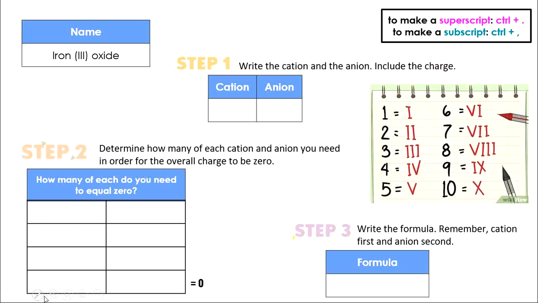Here we have the name iron 3 oxide. You'll see that the steps are exactly the same as what we did previously. We're going to first write the cation and the anion and include the charge. So remember that the Roman numeral tells you the charge, the oxidation number of the metal. So all I have to do is look at the periodic table to find the symbol for iron, which is Fe. The Roman numeral tells me the oxidation number, so I'm going to write 3+. And the anion part, that's always the nonmetal, so I'm going to know the oxidation number. This one is oxygen -2 or O2-.